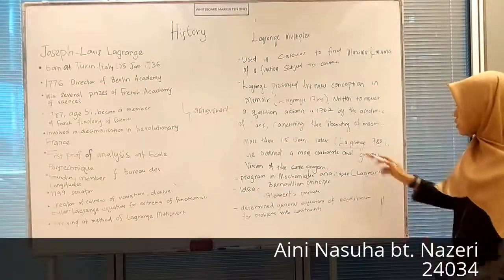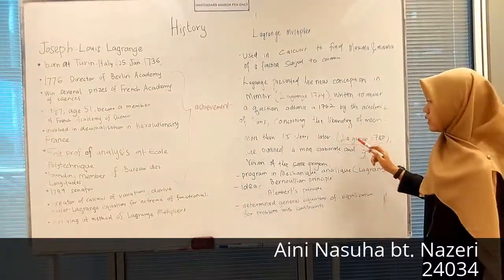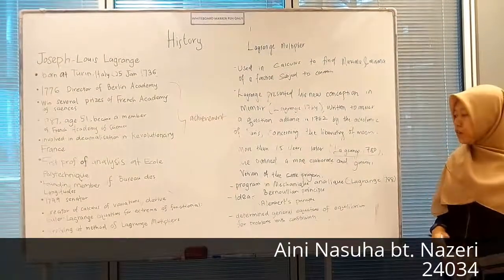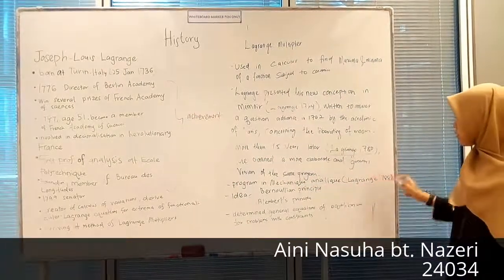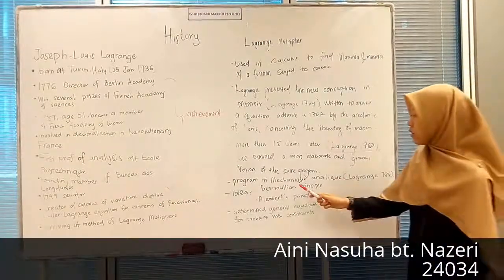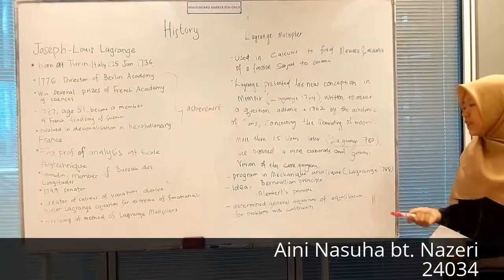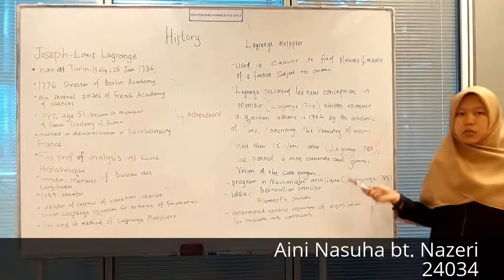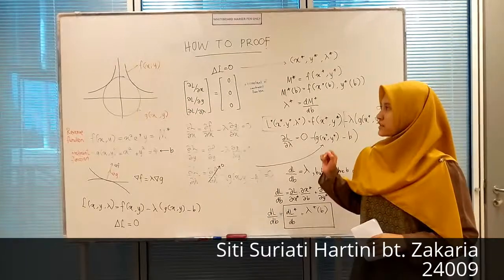Next is Lagrange 1780. More than 15 years later, he outlined a more elaborate and general version of the same program. The program is the program of analytical mechanics. Lagrange 1788: he came up with two ideas. The first idea is the virtual velocities principle, then d'Alembert's principle. Finally, he determined the general equation of equilibrium for problems with constraints, which is the Lagrange multiplier. Next, I will explain how to prove the Lagrange multiplier.